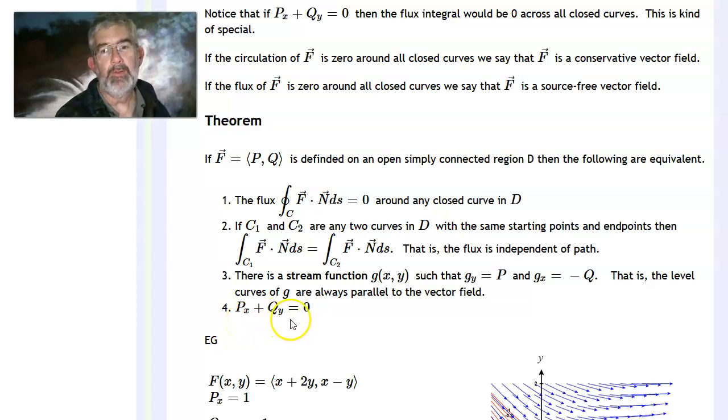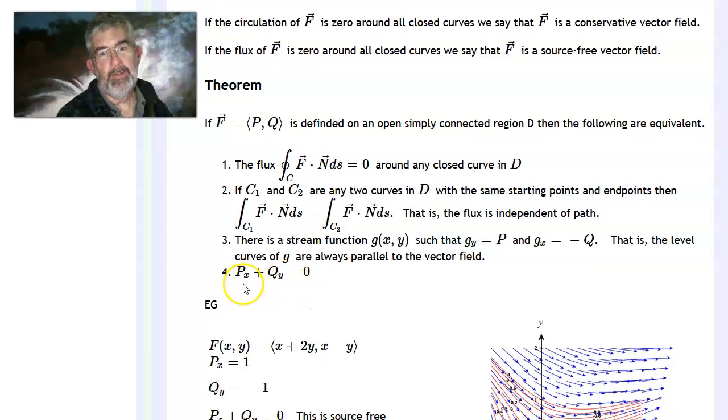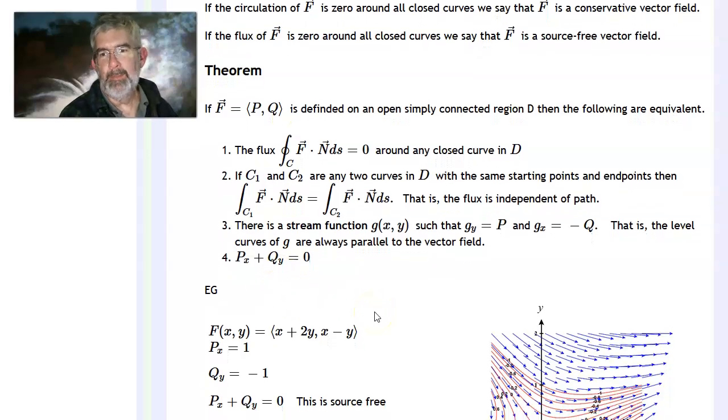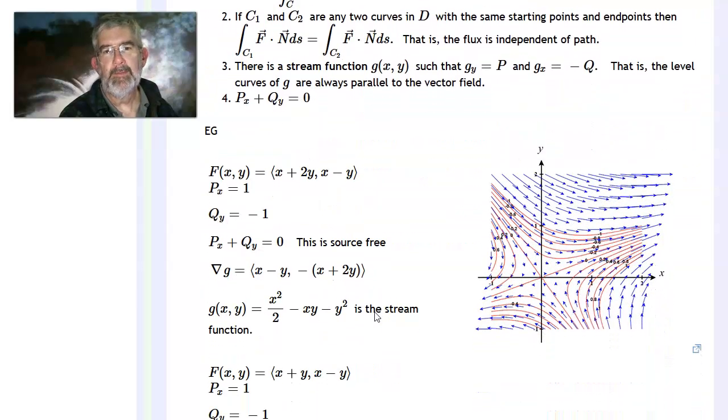Okay. And the last thing that all those are equivalent to is to say that partial of p with respect to x plus partial of q with respect to y is equal to 0. Right? In the next section, partial of p with respect to x plus partial of q with respect to y, this is a little foreshadowing, this is going to be called the divergence. Okay. Let's do a couple of examples of some of these ideas.